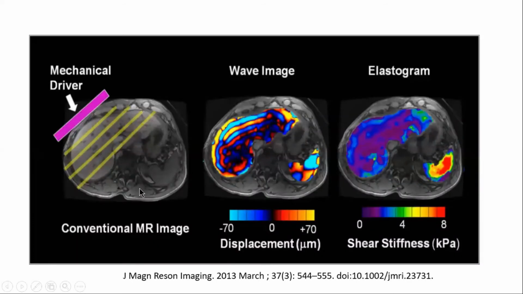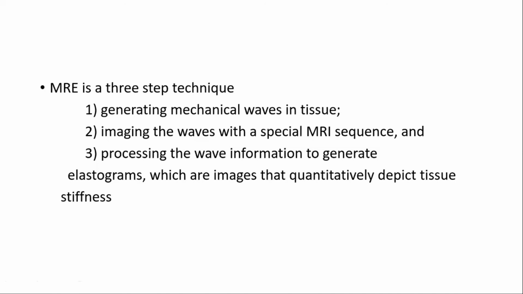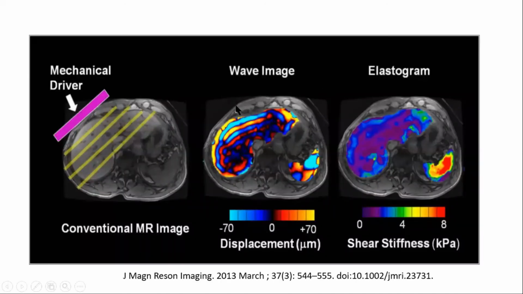Here you can see the conventional MRI, and this is the mechanical driver generating the mechanical waves. And this is the special wave image, and this is the elastogram showing the color code. Here, no significant stiffness is shown.